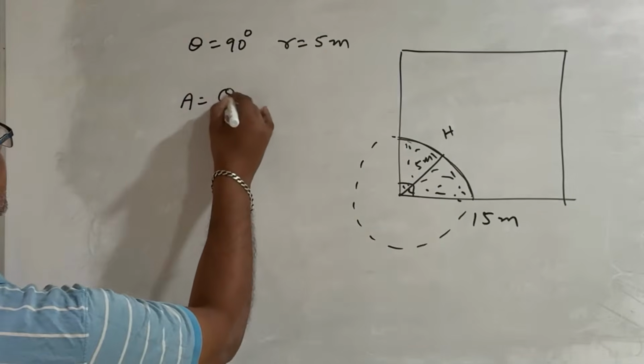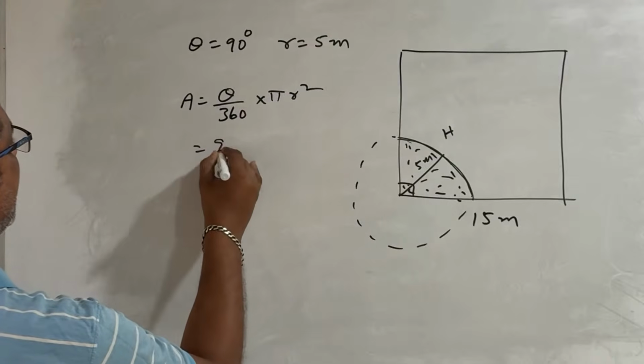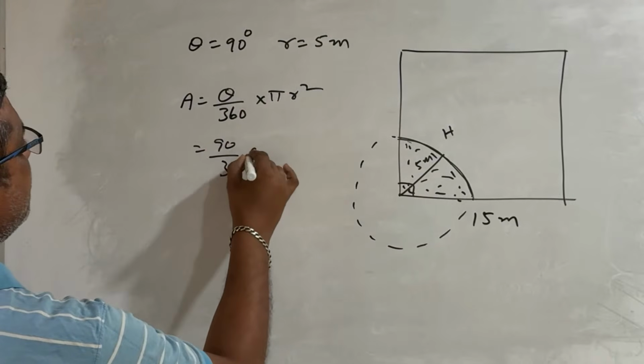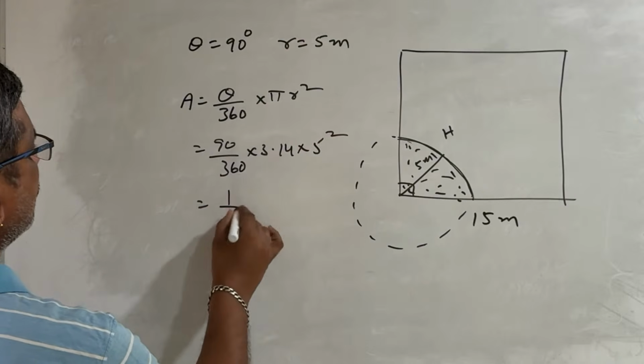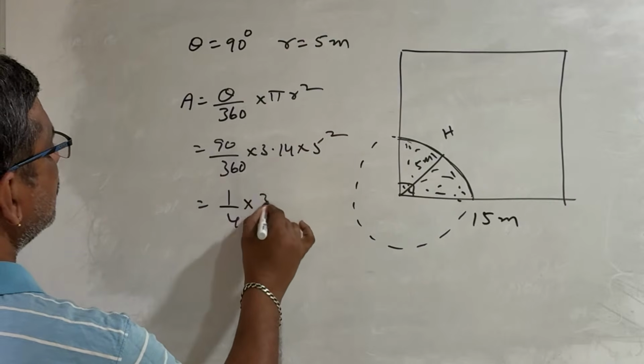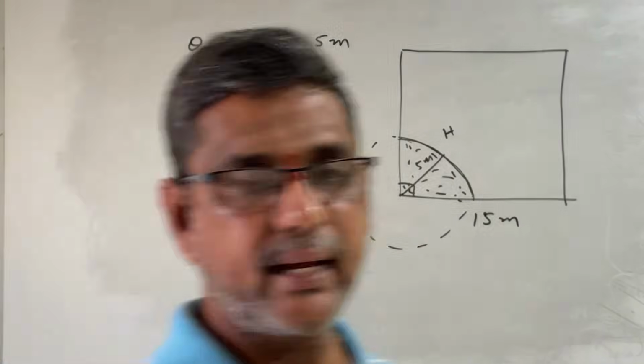Area of sector is theta by 360 into pi r square. 90 by 360, pi is given 3.14, into 5 square. 1 by 4 into 3.14 into 25. What is the area of the sector?